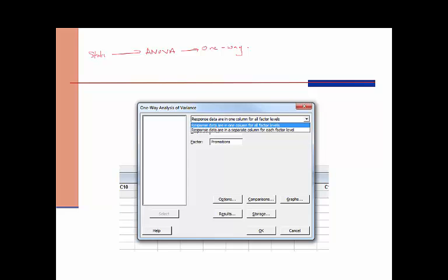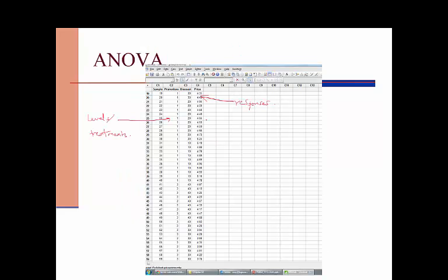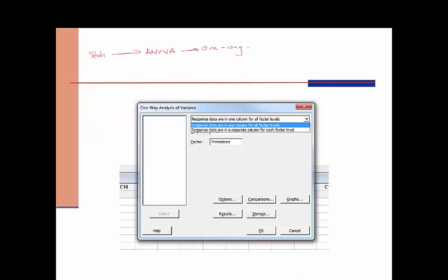Responses are in one column for all the factors, or responses are in separate columns for each of the different factor levels. So are they all in one column for all the different factor levels, or in different columns? What do you think for our data set? Go back to that setup. These are the responses. Are they in different columns based on the different promotions? No, right? They're all in one column, all the prices. So responses are in one column.